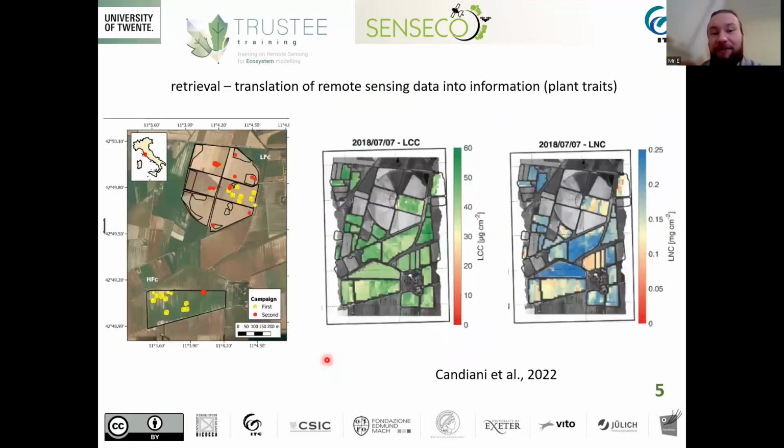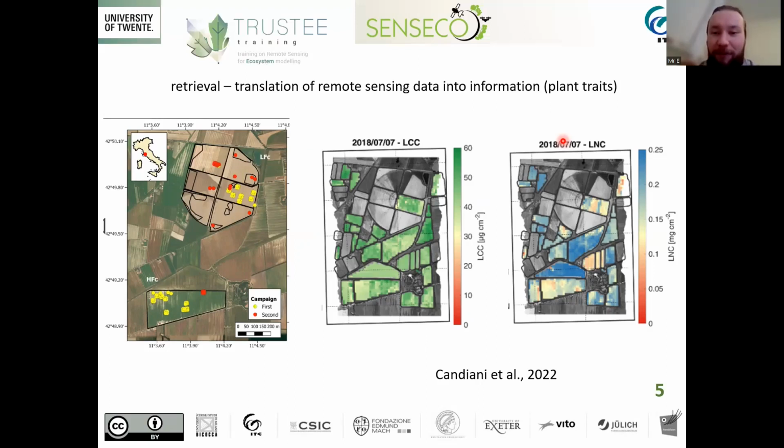In practice, retrieval is the cornerstone of remote sensing because it's a translation of remote sensing data into information. Not so many people are interested in reflectance or in having an RGB image, but they're interested in information. For example, about leaf chlorophyll content, and maybe even more importantly about leaf nitrogen content, canopy nitrogen content. This process of translation of reflectance into meaningful quantities is called retrieval.